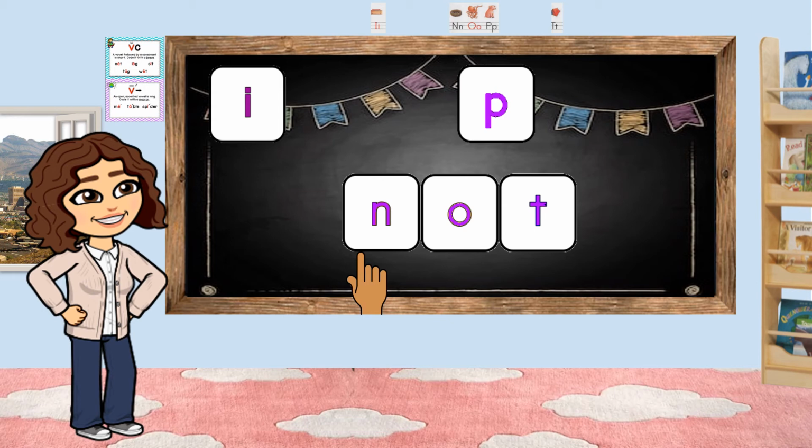We're going to sound out this word slowly at first. Here we go. N, ah, t. Okay, let's do it again a little faster all together. N, ah, t. All right, and one more time a little faster. Not.